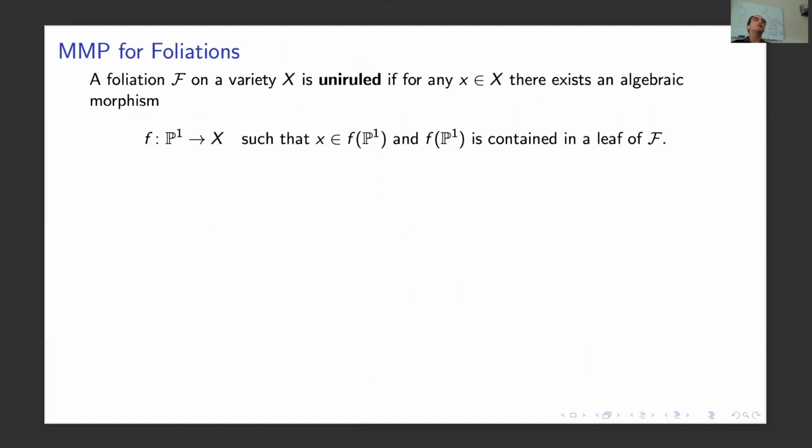For instance, a foliation is called uniruled if for any point we can find a non-trivial morphism from P1 to X which contains the point we're considering. But more importantly, the image of P1 is contained in a leaf of F. So in other words, it's tangent to the foliation.